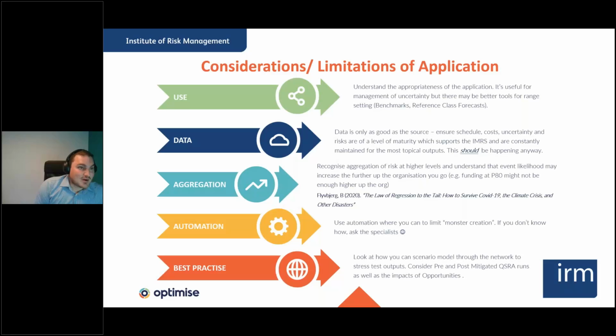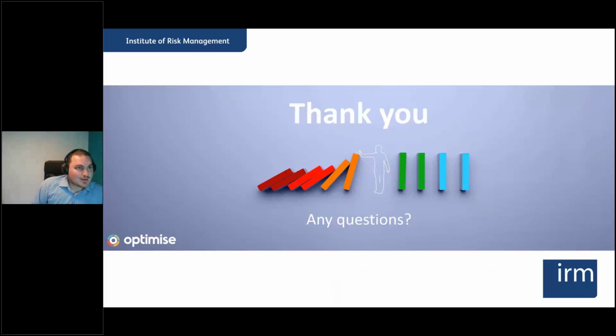And finally, best practice. So to Doug's earlier point around stress testing, we need to use that process of how do we scenario model through the network to stress test the outputs? How do we change the inputs of a model to take into consideration different events? And something like the Risk Hive software that Doug mentioned can really help facilitate that, which is really positive. We can consider pre and post mitigated QSRA runs, as well as looking at the impact of opportunities as well. So once you've got it embedded, you can build, you can improve, you can refine. There's lots of things that we can do to keep getting more and more accurate data out the back of the model. And that's it from me.